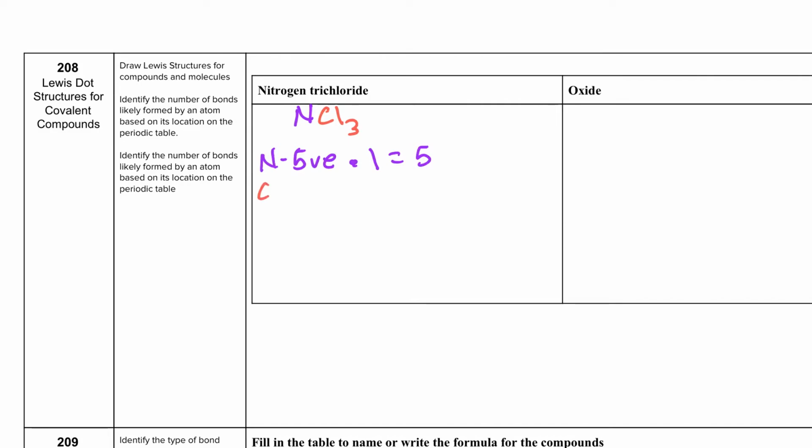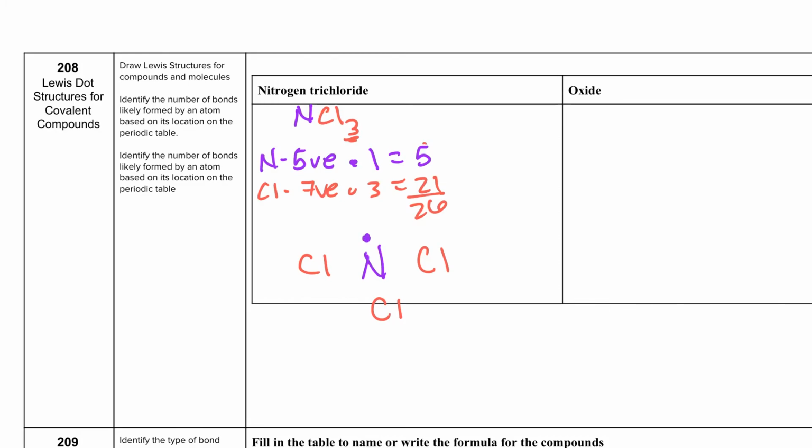Chlorine has 7 valence electrons, but there are 3 chlorine atoms. So we have 21 electrons there. And then we add 5 plus 21, we have 26 electrons that we need to account for in our structure. So I'm going to start by placing nitrogen. Then I'm going to place chlorine around it.